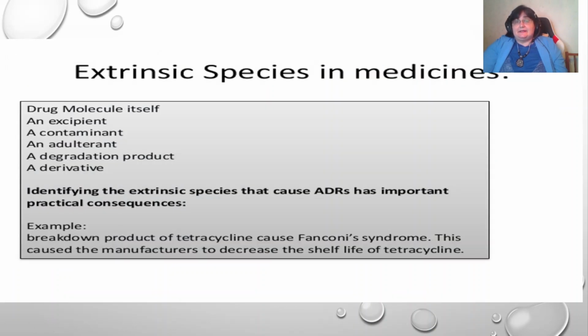Extrinsic species in medicines include the drug molecule itself, an excipient, a contaminant, an adulterant, a degradation product, and a derivative. Identifying these extrinsic species that cause adverse reactions has important practical consequences. For example, a breakdown product of tetracycline causes Fanconi syndrome. This caused the manufacturers to decrease the shelf life of tetracycline.